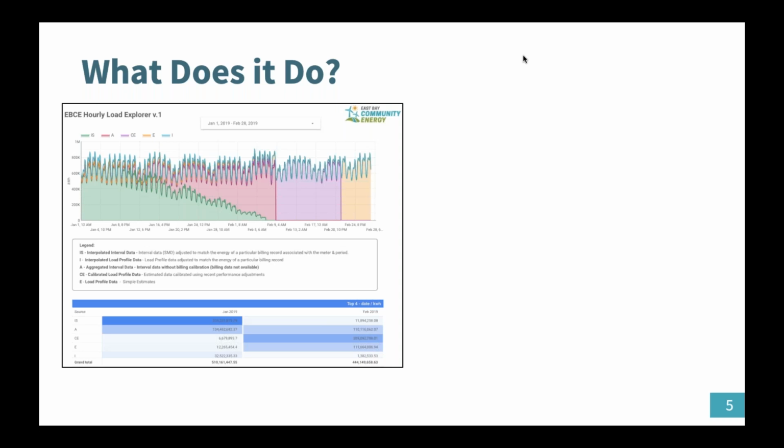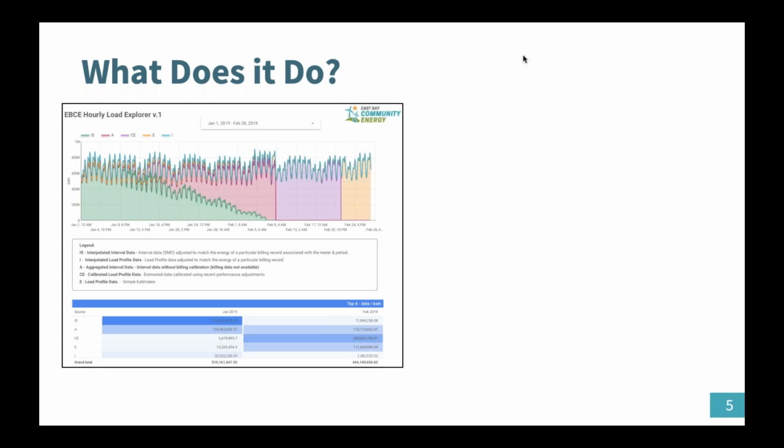What you're seeing here is a graph that shows the months of January and February of 2019. The very top line is effectively the total system load for East Bay Community Energy. You see weekly variations: the weekends, two days that are slightly lower, and then the weekdays. So that's the top line. That's our best estimate of what the top line is.